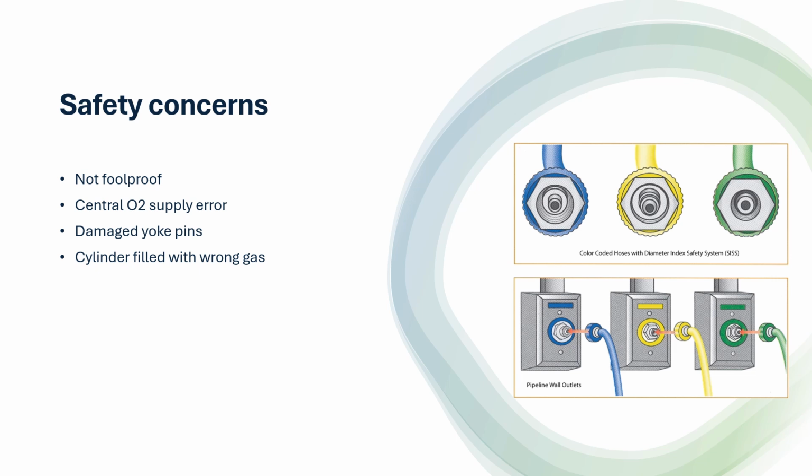So what are the safety concerns and how can we minimize the risk of giving the wrong gas to the patient? Obviously, there is a pin indexed safety system, or PIS, which is used for cylinders to make sure that the wrong cylinder is not attached. And there's also a diameter indexed safety system, or DIS, to make sure the right gas is connected to the pipeline. Unfortunately, these are not foolproof.